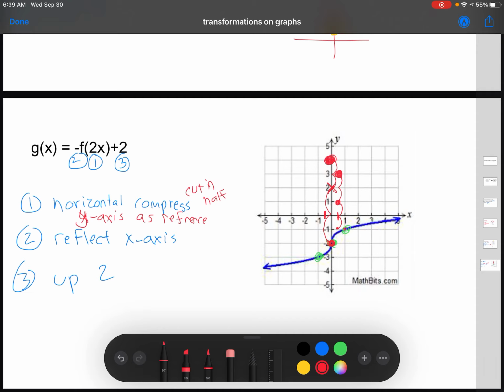So a half 3. The other one, it compresses half and it reflects the x, so it'll be on +3 and then goes up 2 from there, putting us on 5. Right. Draw the shape. And there we go.